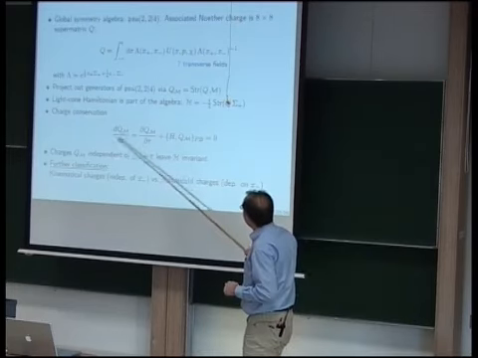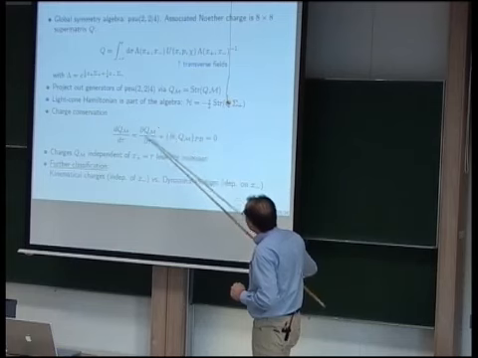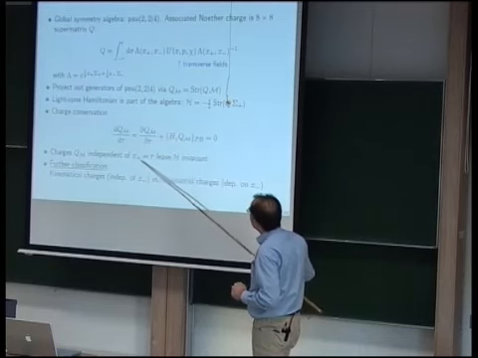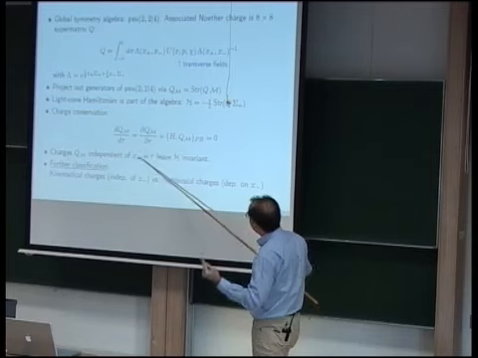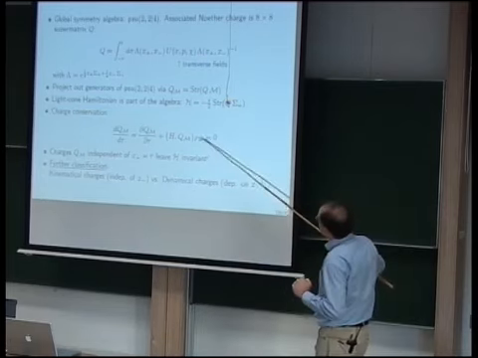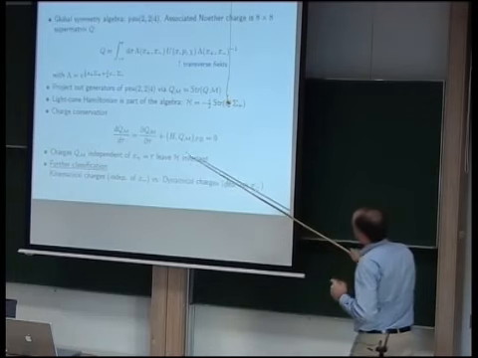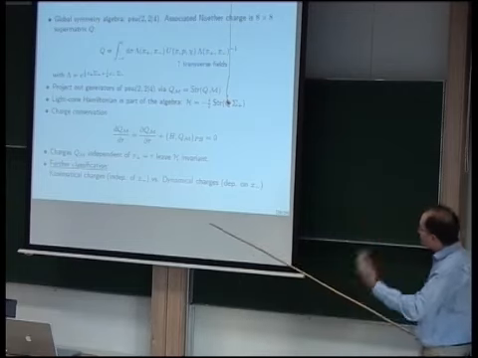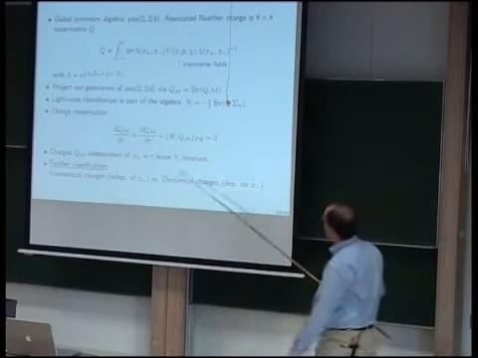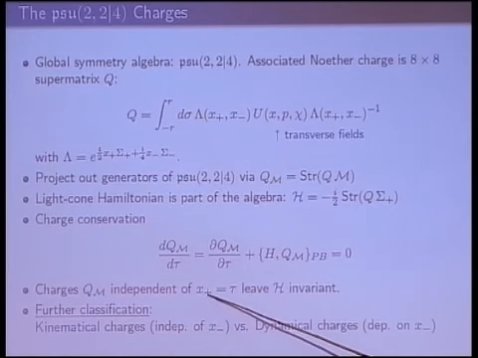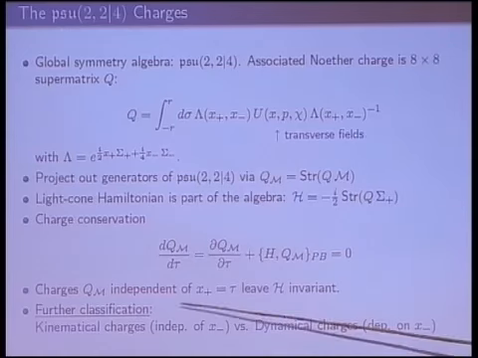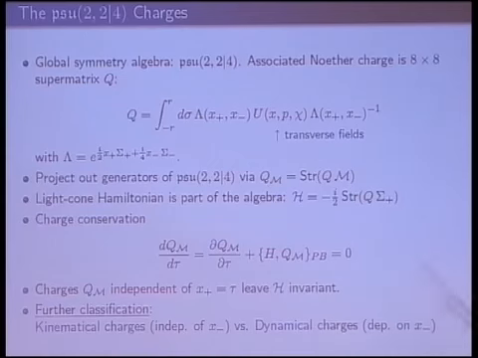Namely, if you look at charge conservation, you see that exactly these charges, which are independent of tau, because in our gauge x plus is equal to tau, are the ones which leave the Hamiltonian invariant. So this should be a blue H here, sorry. So this is how you can classify your charges as the ones which commute with H and the ones which do not, simply looking at whether they depend on x plus or not. And you can further classify them in terms of kinematical charges, which are independent of x minus, and dynamical, which depend on x minus.